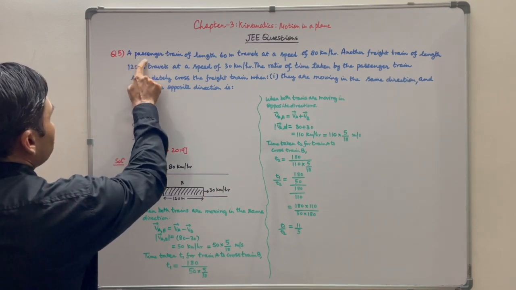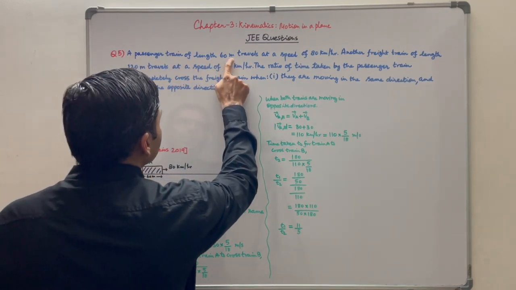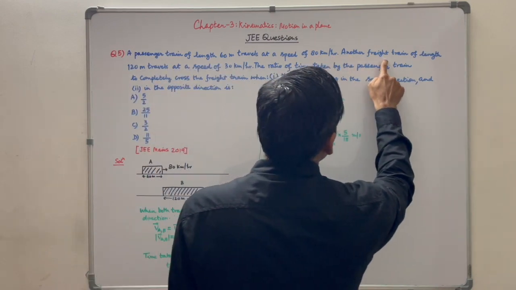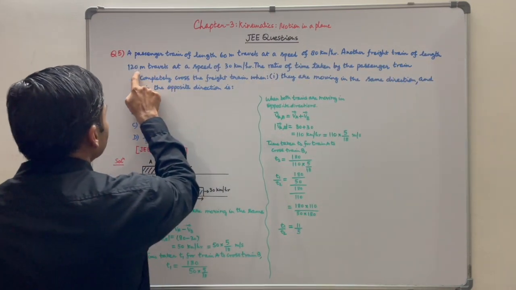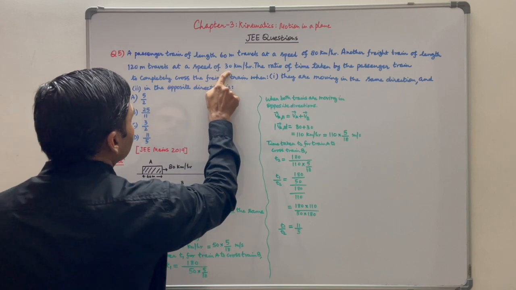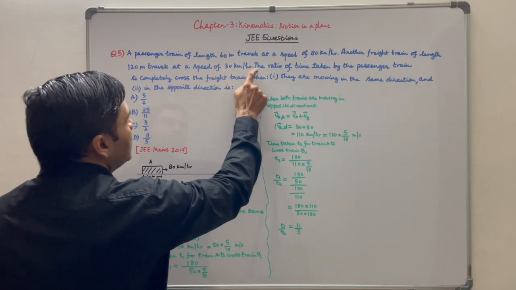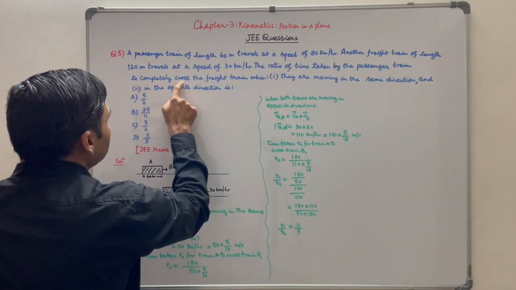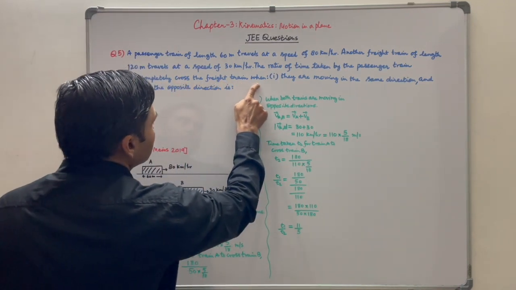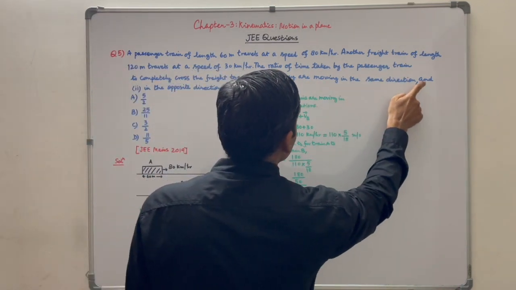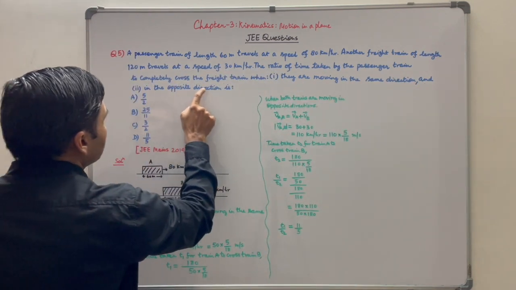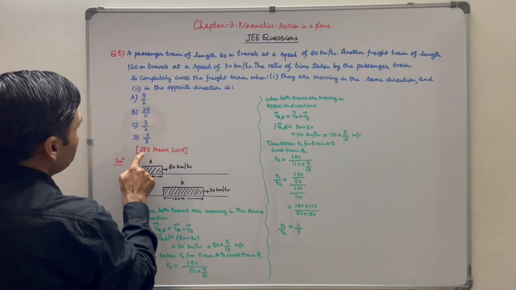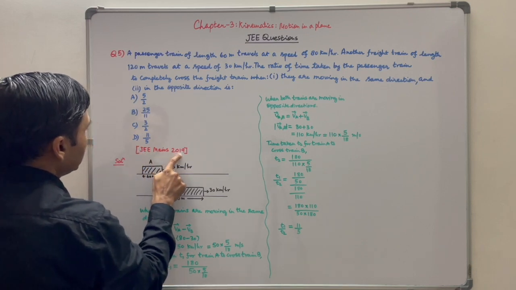Fifth question, a passenger train of length 60 meter travels at a speed of 80 km per hour. Another freight train of length 120 meter travels at a speed of 30 km per hour. The ratio of time taken by the passenger train to completely cross the freight train when they are moving in the same direction and in the opposite direction is. These are the options given. This question appeared in JEE Mains 2019.